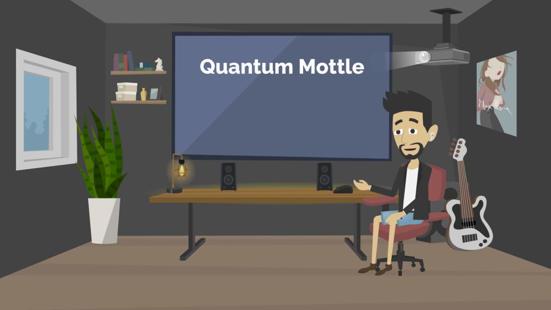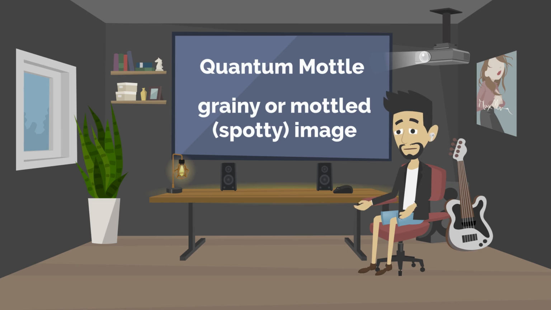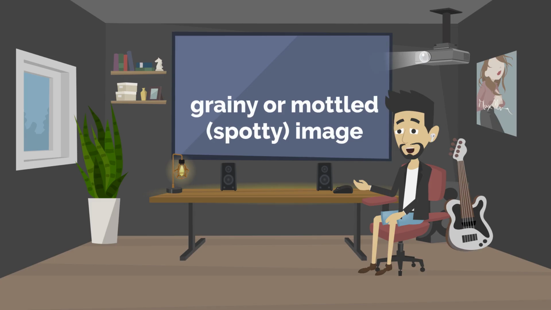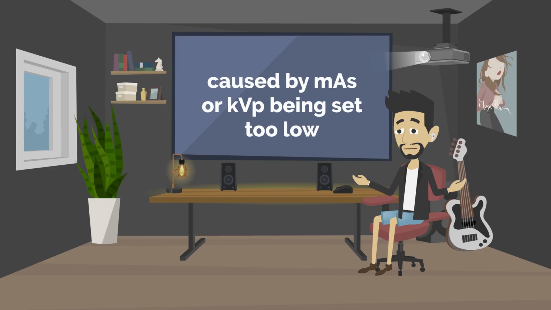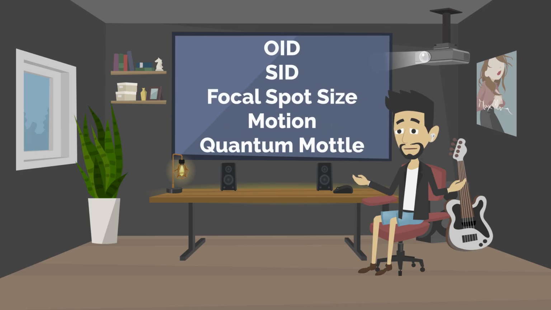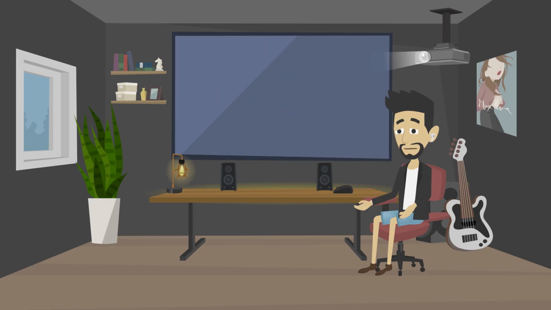Quantum mottle is when a grainy or mottled, spotty image is created. It occurs when the imaging system does not record the anatomic densities, usually because of a lack of photons. Quantum mottle will happen when either the mAs or the kVp is set too low, resulting in a blotchy, grainy, or noisy image with decreased spatial resolution. The OID, SID, focal spot, motion, and quantum mottle primarily control spatial resolution.